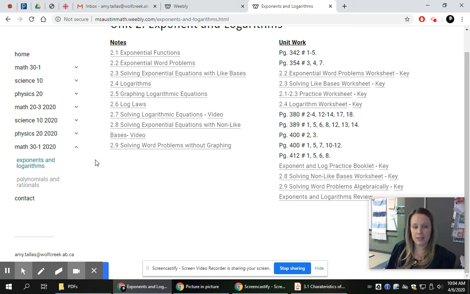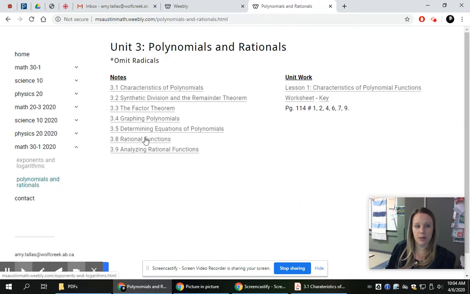The next lesson that we're going to cover this week, 2.7 is first, will be in polynomials and rationals, and it's going to be lesson 3.1. So I'll teach that to you now. The worksheet is listed, the answer key is listed, and there's textbook questions as well.